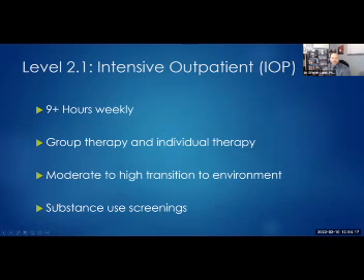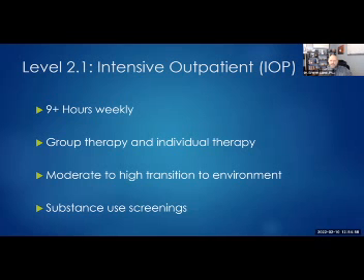All right, so then we move up to the higher level of care, which is intensive outpatient, or IOP. So IOP is 9 hours weekly. It includes group therapy and individual therapy. It's important because it allows for a moderate to high transition to environment. So in outpatient counseling, they may be seeing you an hour a week, 2 hours a week. In IOP, they're there 9 hours weekly. So they have a lot more stability and a lot more therapeutic time, but they're still able to maintain employment. They're still able to participate in their recovery community. They're still able to do all these other things while still having the support of that intensive outpatient.